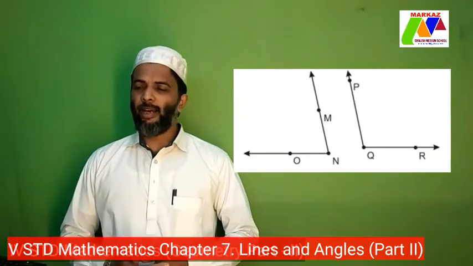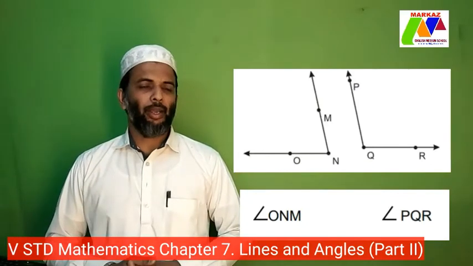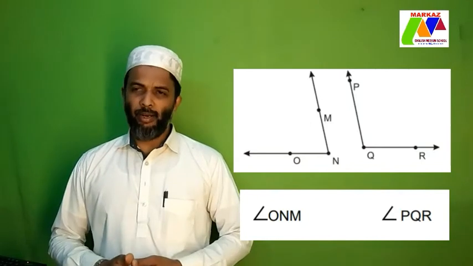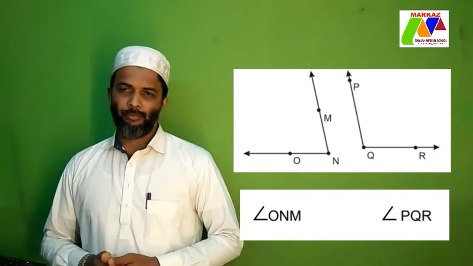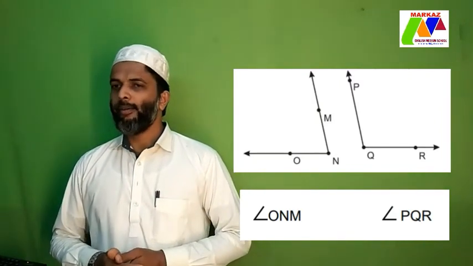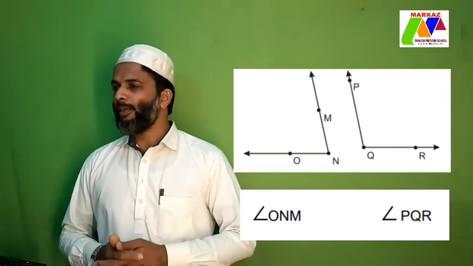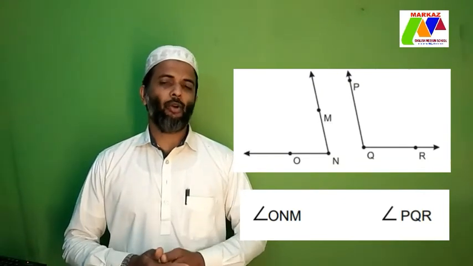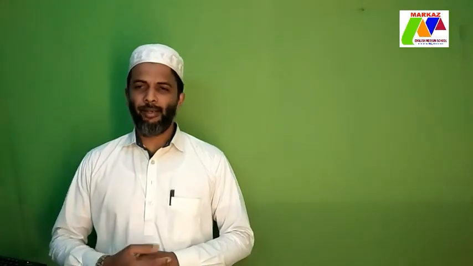How to write these angles with symbols? Look here, ∠ONM, ∠PQR. We read these symbols as angle ONM and angle PQR. The common endpoints of these two angles, N and Q, are known as the vertex of the angle.